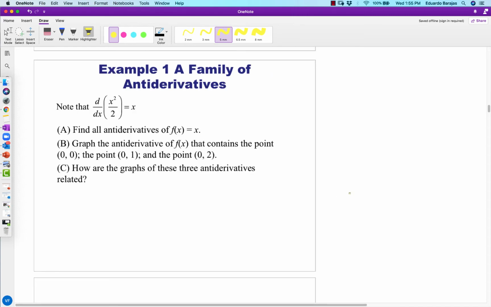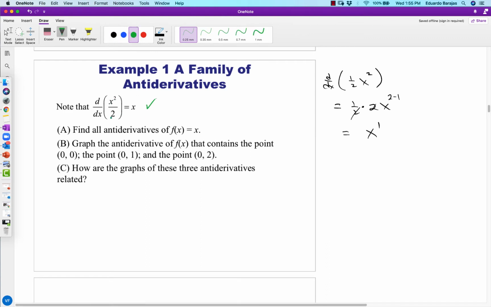Okay, example 1. Note that the derivative of the function x squared over 2 is equal to x, right? Let's confirm that on the side here. If we have d/dx of 1/2 x to the second power, we know that this is equal to 1/2 times 2x to the 2 minus 1 power. The 2's cancel, giving me x to the first power. So this is true, right? The derivative of x squared over 2 equals x.